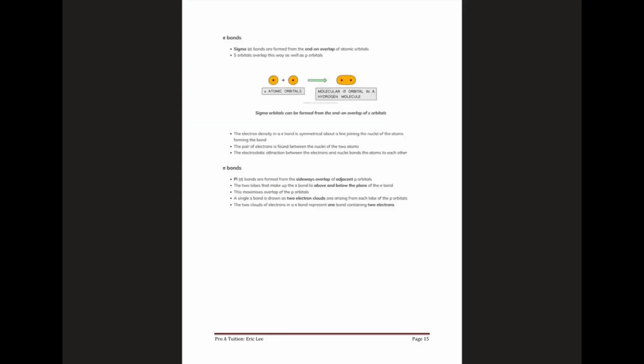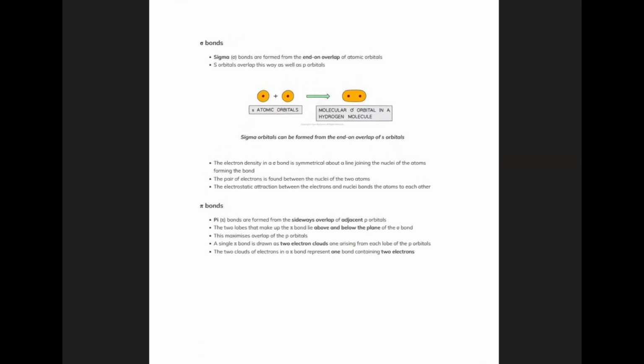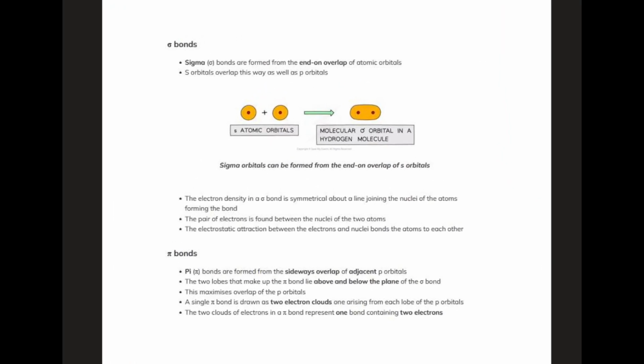Okay, let's see here. Sigma bonds are formed from the end-on overlap, or we call it head-on overlap, of atomic orbitals. So s orbitals overlap this way, as well as p orbitals. The end-on overlap is like what I drew just now: a sphere with a sphere, or a sphere with a dumbbell, or a dumbbell with a dumbbell.